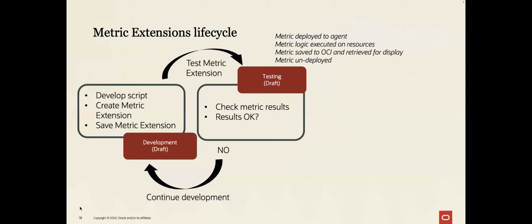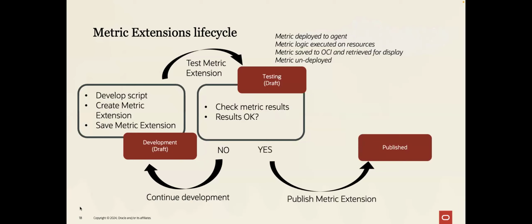But once you're satisfied with the results, it's time to publish the metric extension. A published metric extension is ready for general consumption. And as a result, the metric can no longer be edited. Enabling the metric extension is the final step.